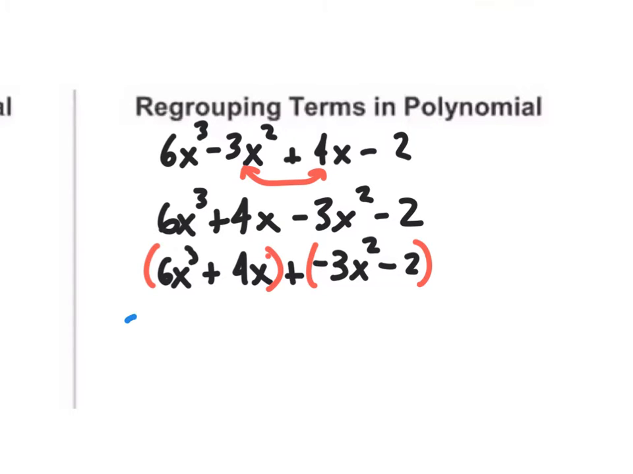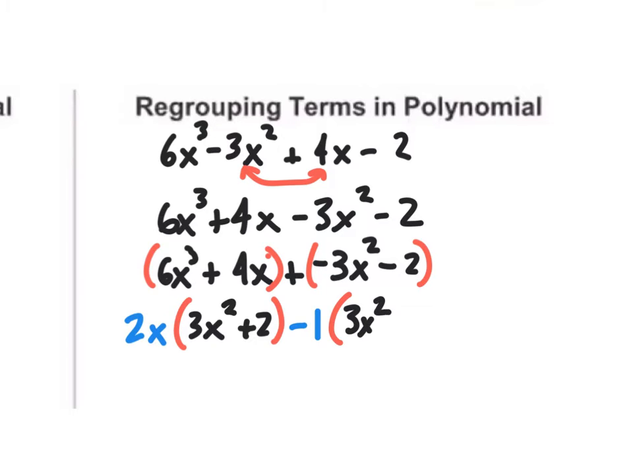So if I factor out a 2 and an x, then we're left with a 3x squared, and that's going to give me a positive 2. And now out of here, it looks like I've got a 3x squared plus 2, but these are all negative. Now what I can factor out of here is a negative 1. So if I factor out a negative 1, then we're left with a 3x squared plus 2. Now I have a common factor of 3x squared plus 2, so I can factor that out.